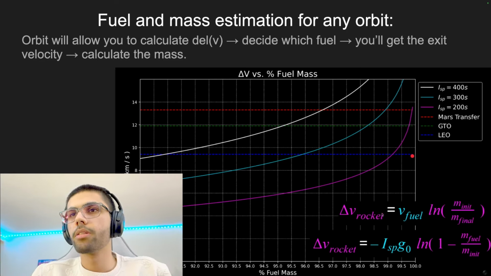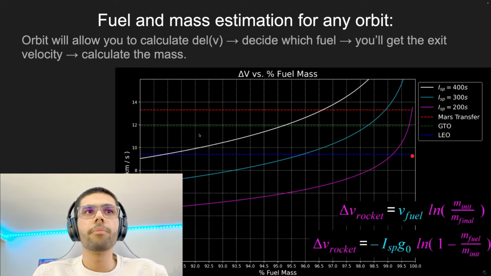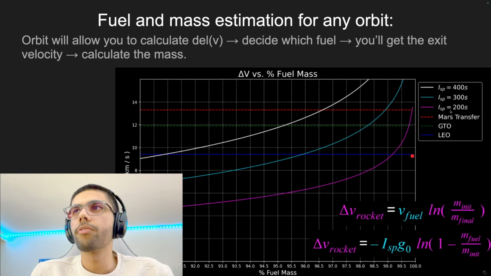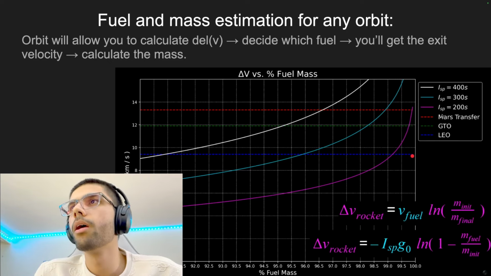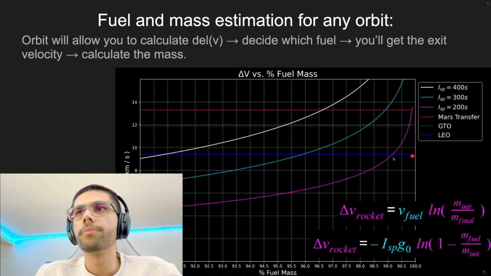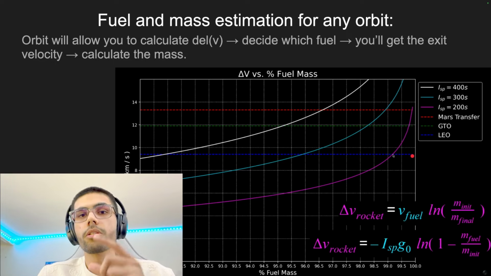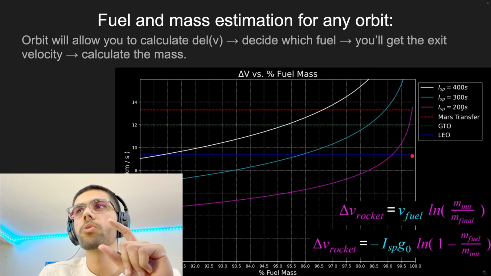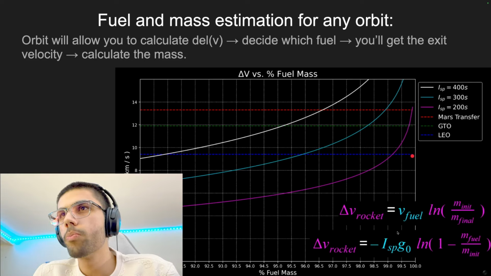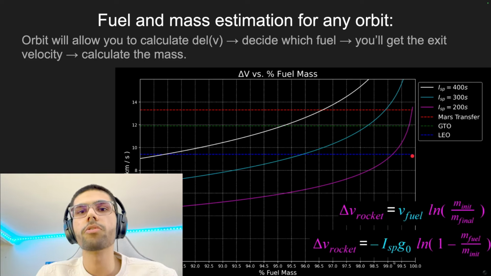Now, this is what the formula looks like, and on this graph, I'm showing the delta v versus the percentage fuel mass. So the pink graph is 200. This is the specific impulse. Let's talk about this in a while. But if you see for low Earth orbit, if you try to reach low Earth orbit with a rocket of specific impulse 200 seconds, you have to have 99.2% of the entire mass of the rocket just fuel.